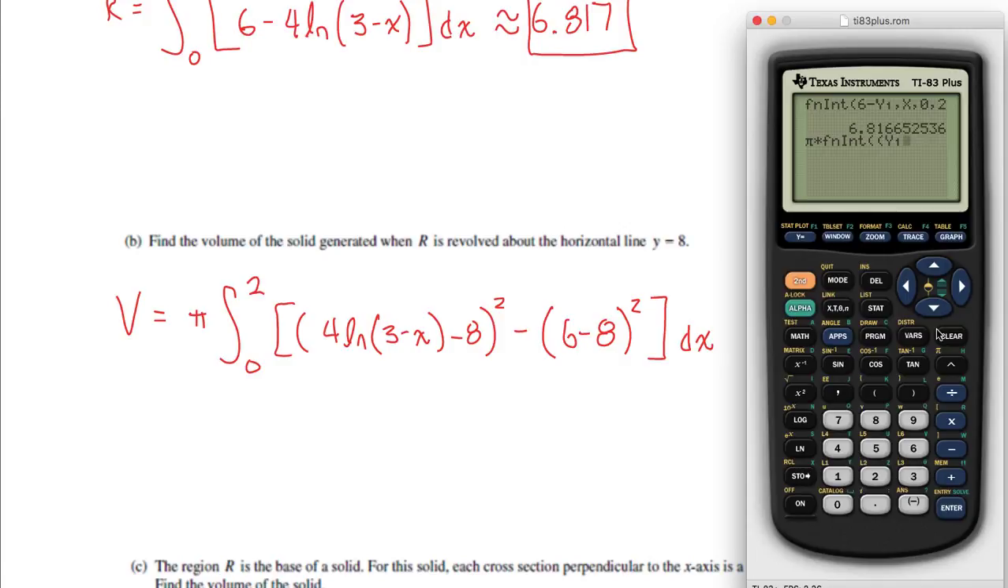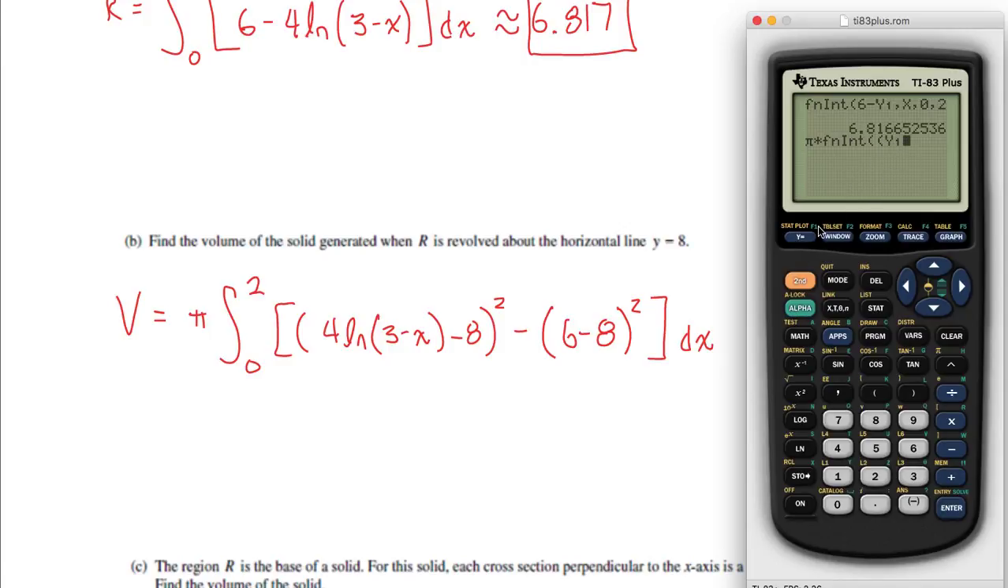Yes. What if I want to scroll back up? How do I do that on my calculator? Scroll up to a previous answer. Yeah. You can't scroll up, but you can enter a previous line by doing second enter, and if you keep hitting second enter, second enter, second enter, it goes back through the previous commands.